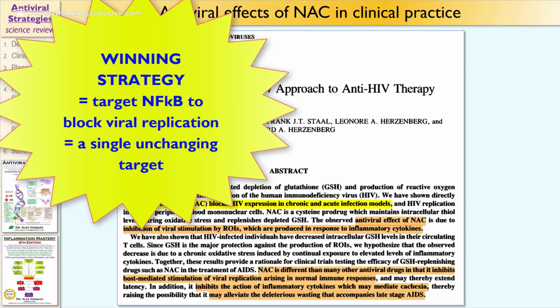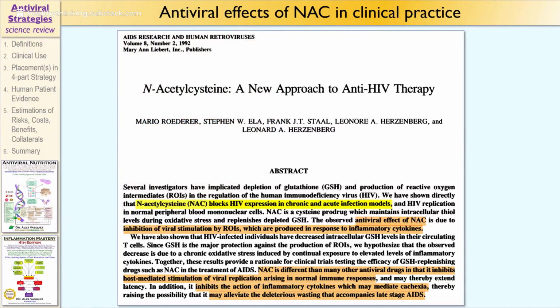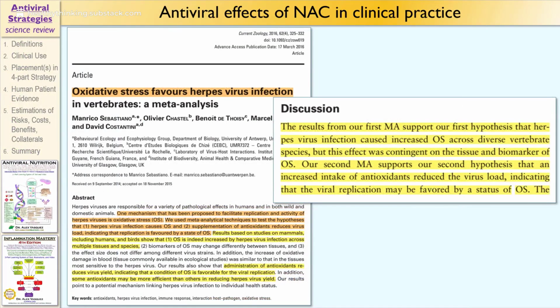Now let's go on to look at a few more mechanisms before we get into the clinical studies. So again, this particular article alluded to the antiviral effect of NAC being the NF-kappa B pathway and also reducing free radical formation, and you'll see that echoed in this more recent article from 2016. Title of this article from Current Zoology is Oxidative Stress Favors Herpes Virus Infection in Vertebrates.